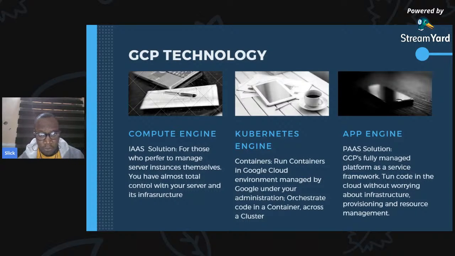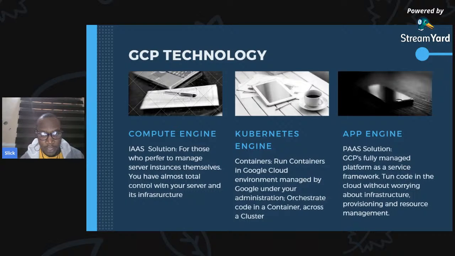That's Compute Engine. For Google infrastructure, we also have Kubernetes. Kubernetes Engine is basically containers. I told you, you run containers in Google Cloud Platform. It's a way of orchestrating your code in a container. The environment is managed by Google under your administration, and you orchestrate your code in a container across a cluster. It's really amazing. It's faster than Compute Engine. It loads its own container in a container and runs across different clusters. So it's an amazing platform as well. Depending on what you want to run your application on, or what your organization wants, you do that.